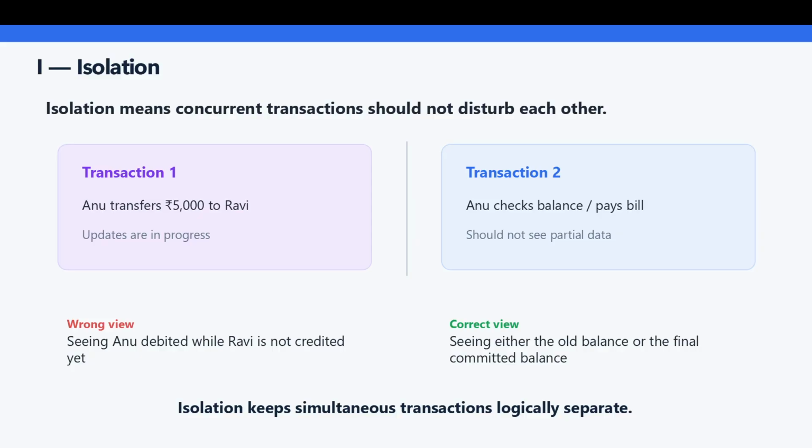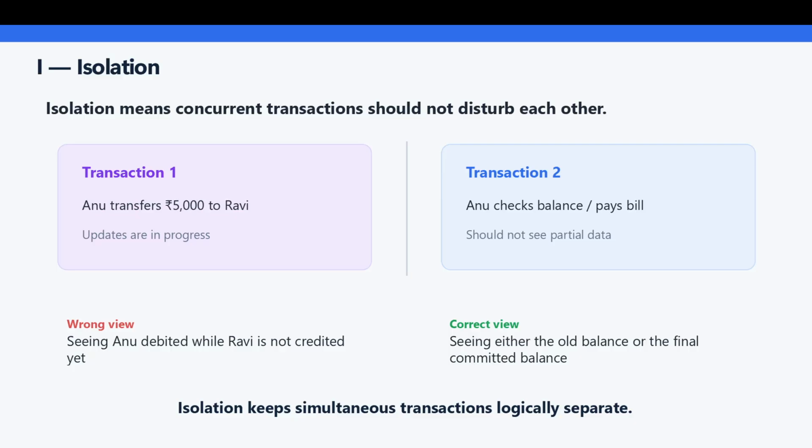The third property is isolation. Isolation deals with multiple transactions happening at the same time. In a real-world application, the database does not normally handle only one user. It may handle hundreds, thousands, or even millions of users. So multiple transactions may access the same data simultaneously. For example, transaction 1 is transferring 5,000 rupees from Anu's account to Ravi's account. At the same time, transaction 2 may be checking Anu's balance or trying to make another payment.